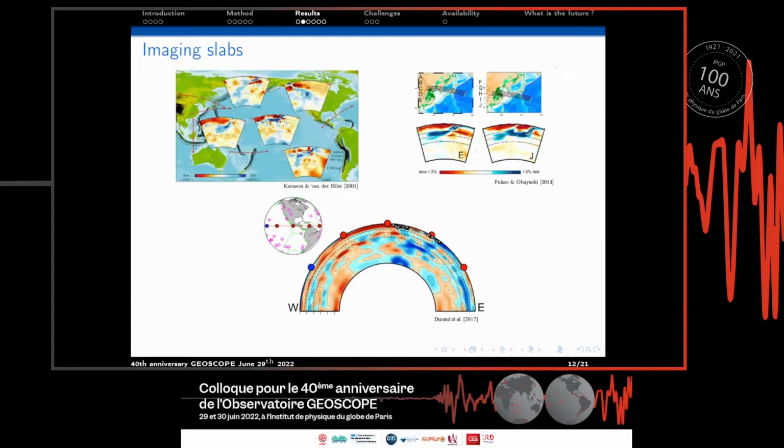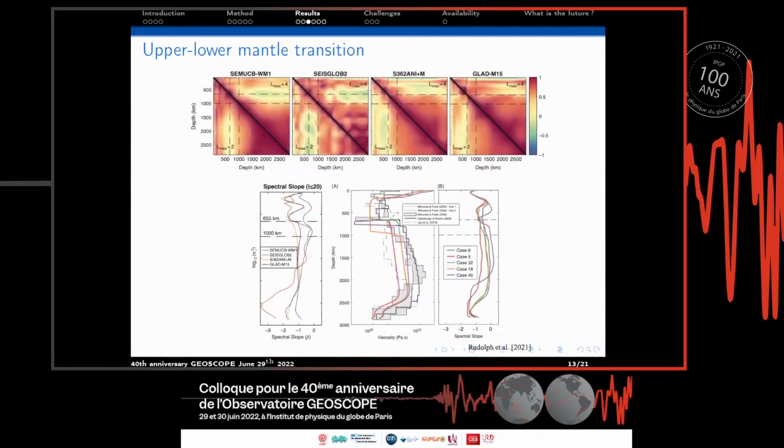This I can go fast because I guess everybody has these images of what is interpreted as subducting slabs going into the mantle and stagnating or not at the transition zone. What I would like to say here is that in the last years it has also been observed that it's not simply at the transition zone that we might see the slabs stagnating, but maybe below, down to 1,000 kilometer depth. And that's something that has been observed in different tomographic models here.